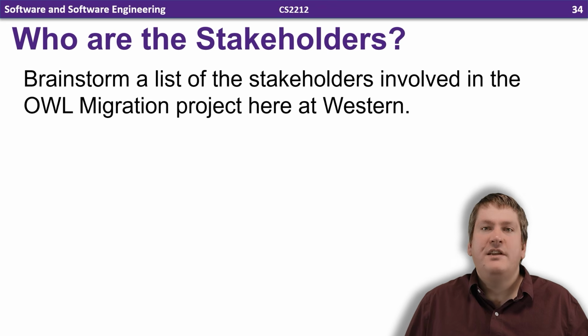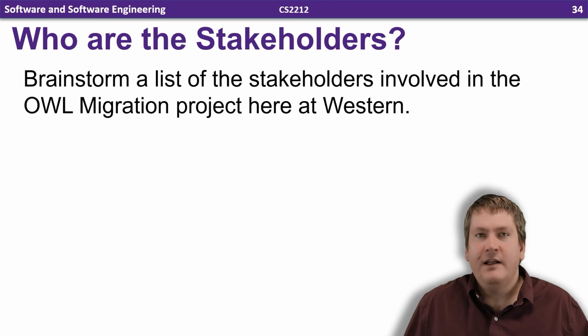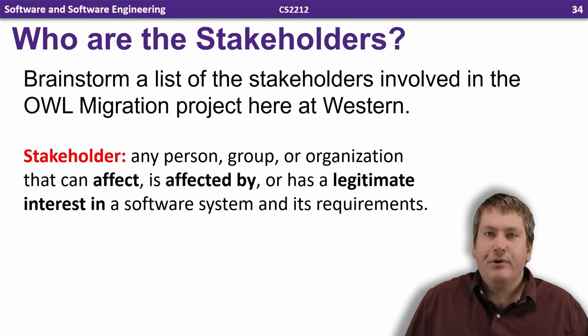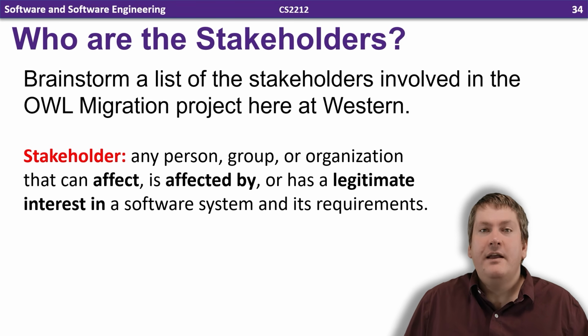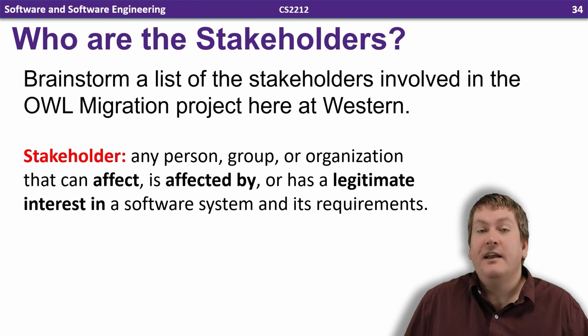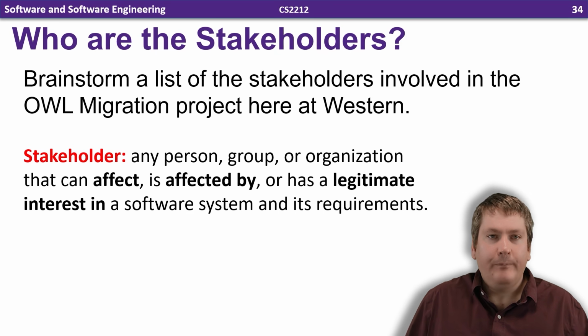What I'd like you to do is take 3 minutes and try to come up with a list of any stakeholders at Western that could be impacted by changing our learning management system. Remember that a stakeholder is any person, group, or organization that can affect or is affected by or has a legitimate interest in a software system and its requirements. And this isn't limited to a financial interest. It can be groups that are impacted in any way.